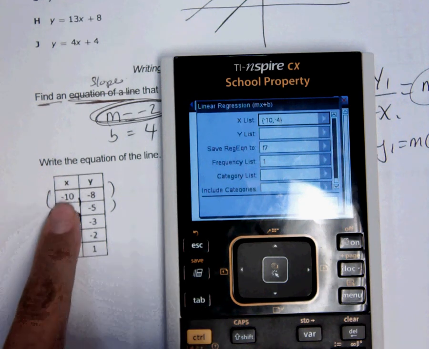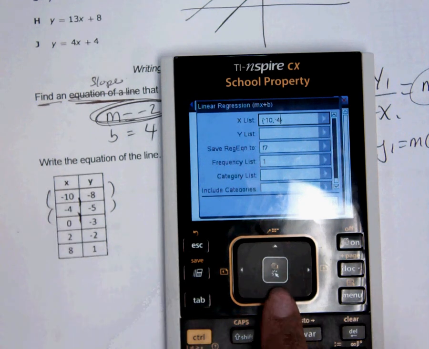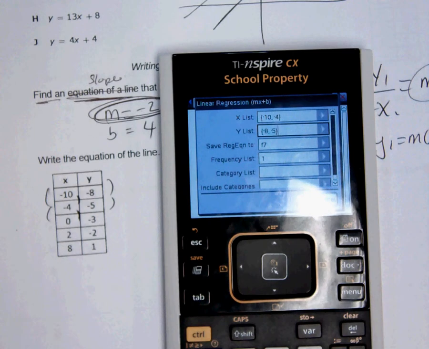So did I plug in the x values? Did I put my comma? Yes, I did. Control right, negative 8, comma, negative 5. Check my work. Okay, press enter.